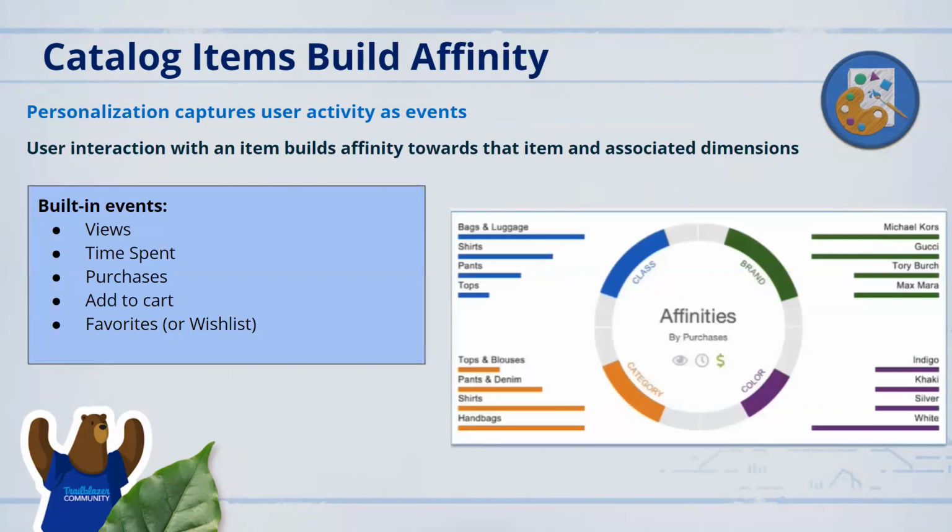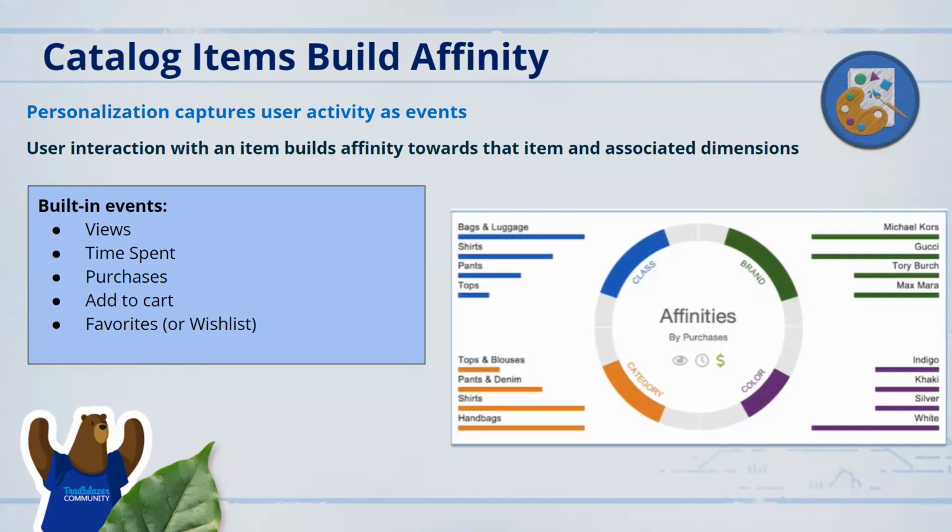Personalization captures user activity as events. The user interaction with an item builds affinity towards that item and its associated dimensions. Personalization offers some built-in events, like views. Views are tracked when a user views a catalog item on your website. For example, on an e-commerce site, this would mean viewing a product detail page for a given product. For a bank, this could be viewing a blog or an article or a detail page of a certain credit card that the bank offers.